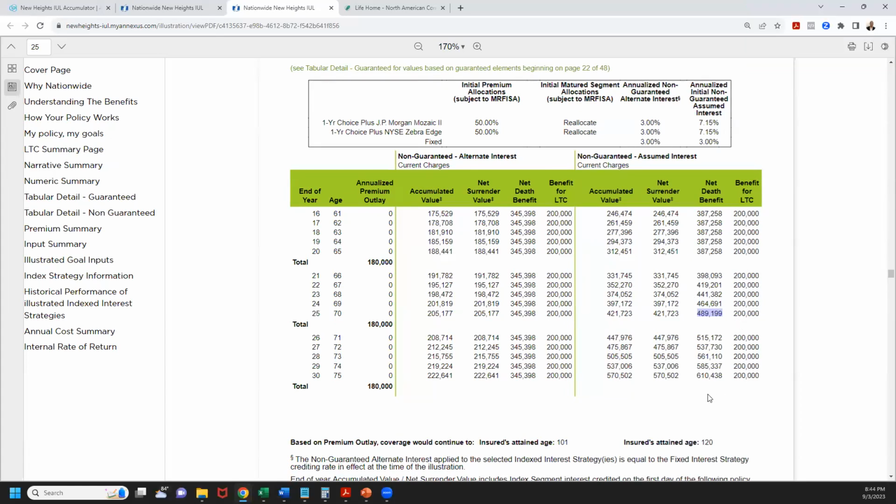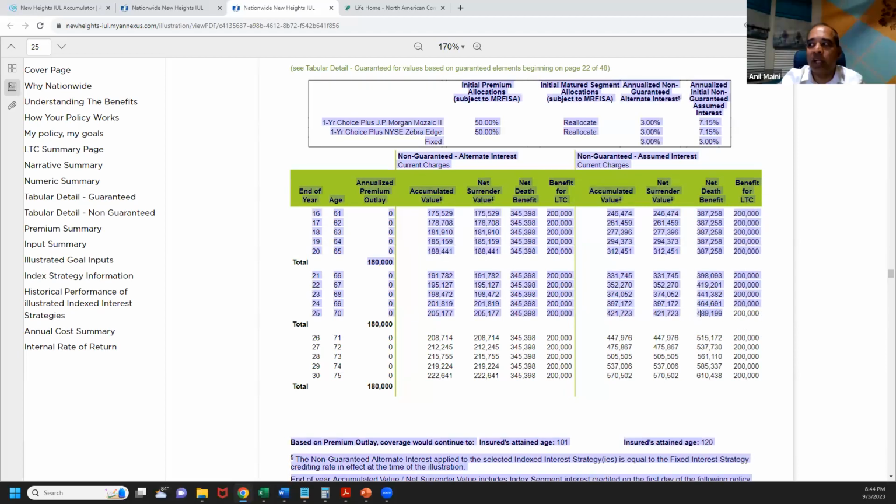So if I die at the age of 70, Anil Bhai, then I'll get 489. And if I haven't used the rider, I'll get 489 plus 200. That's 689 to the beneficiary, right? No. You will only get 489. This is not a death benefit. 200K is only for the purpose of LTC calculation. Okay. So your family will only get 489.